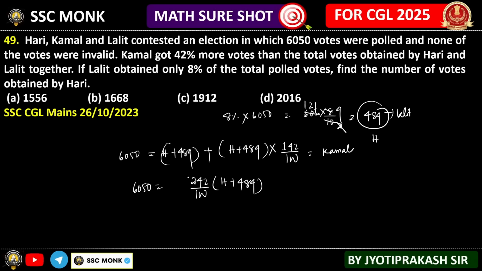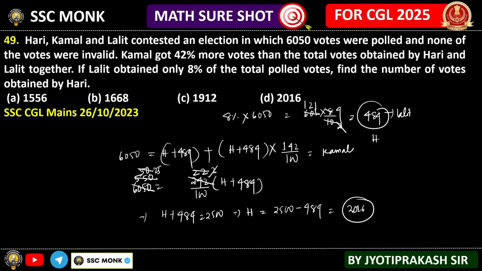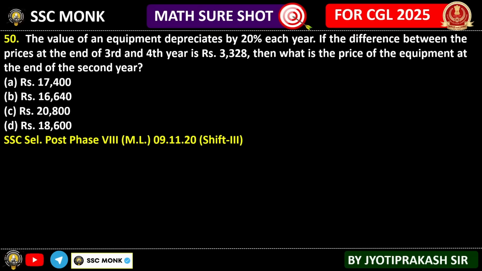So if I solve it, 11 twos are 22, 11 fives are 55, 0. 2 twenty-fives are 50. Now 25 will be multiplied here. So Hari plus 484 is equal to 2500. So the number of votes received by Hari is equal to 2500 minus 484. That is equal to 2016. 2016 is the total number of votes received by Hari. Clear?